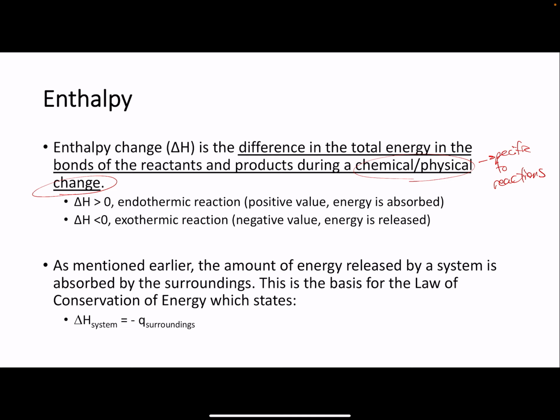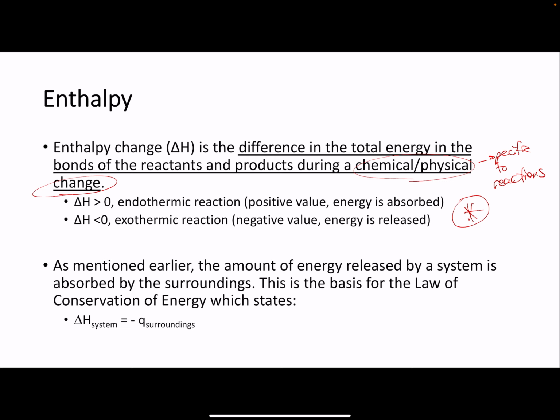Okay? So if the enthalpy change is greater than 0, which means it's positive, energy is absorbed, so that means it's an endothermic reaction. And if the enthalpy change, delta H, is less than 0 after calculation, it's an exothermic reaction because energy is being released. And that's when it's a negative value. So it's important to keep those two in mind as we go through this. The value of delta H determines if it's endo or exothermic.